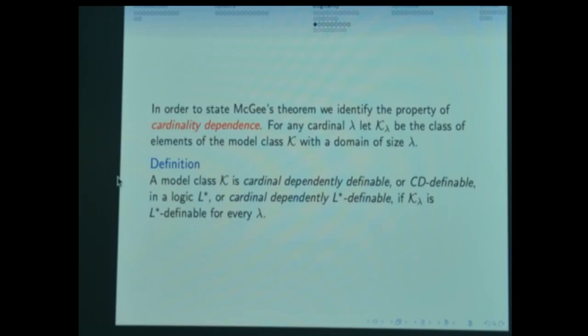So, definition: a model class is cardinal dependently definable, or CD definable, in a logic L if K_lambda is L-definable for each cardinal lambda. So if it has a definition in each cardinal separately, then we say the class is cardinal dependently definable in the logic. So we have one logic, with different definitions for each cardinal.